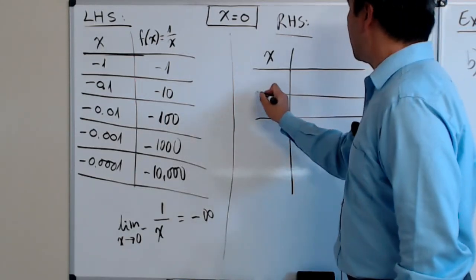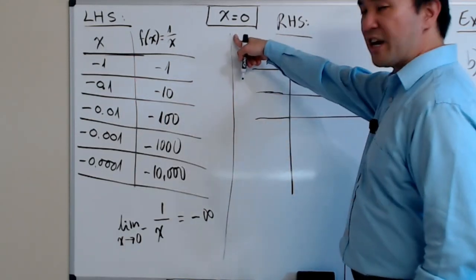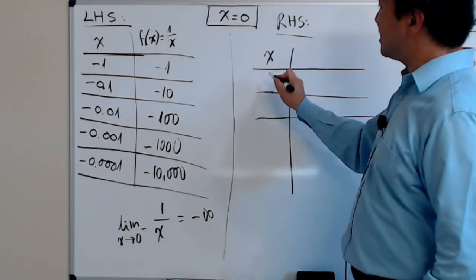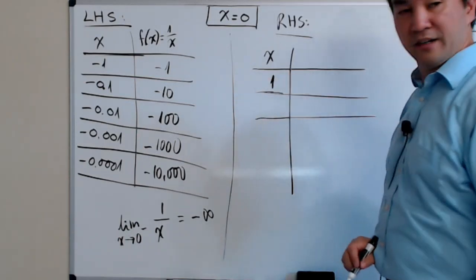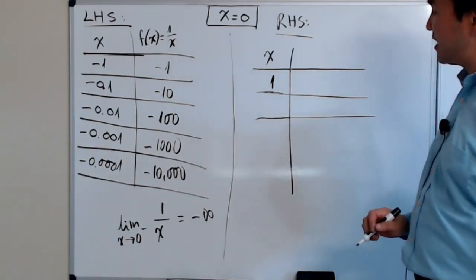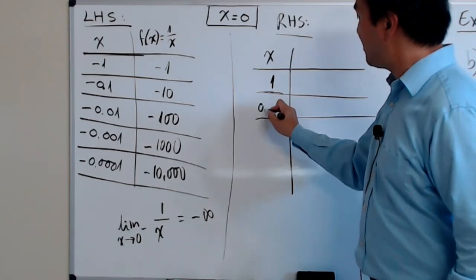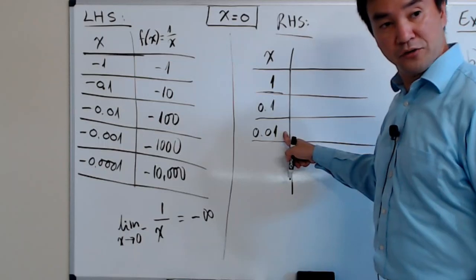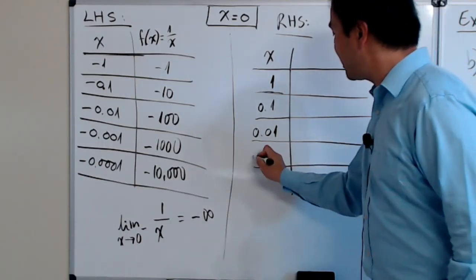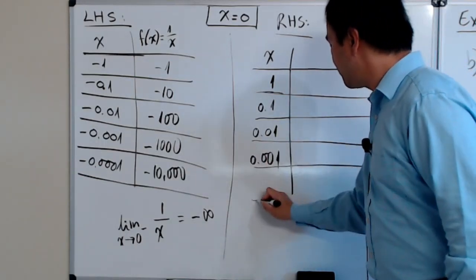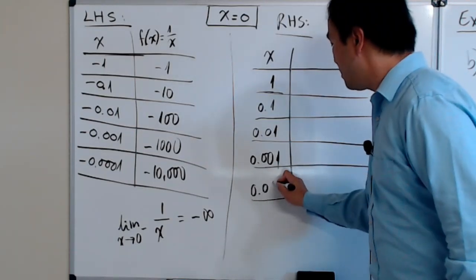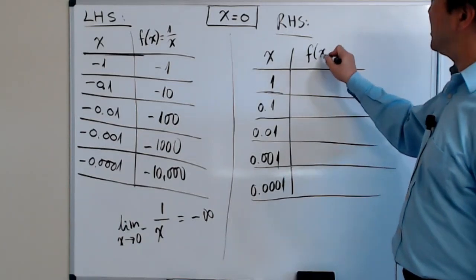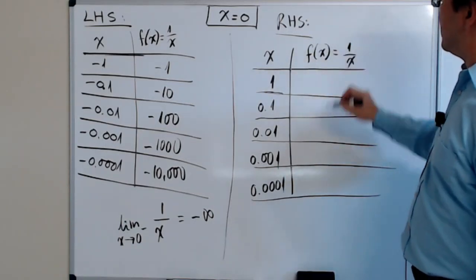I want to come close to 0 as our destination, but this time we're approaching x equals 0 from the right-hand side. A good starting point would be +1. It's on the right-hand side of 0, and we're getting closer to 0. So how about 0.1, then +0.01, which is even closer, then +0.001, and then +0.0001. And once again our function, remind yourself, is 1 over x.